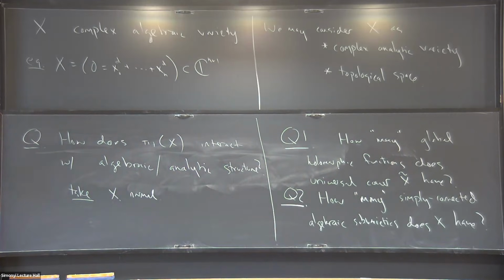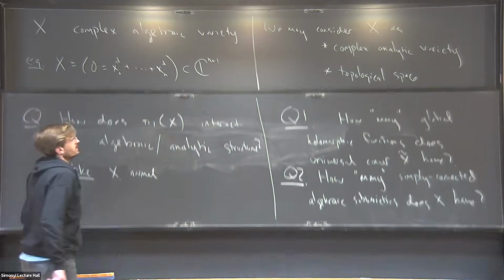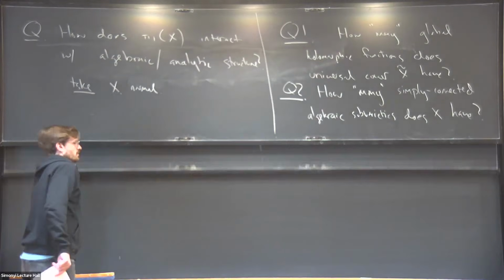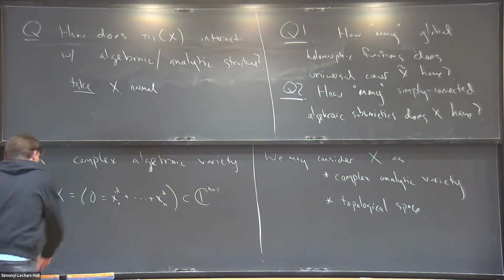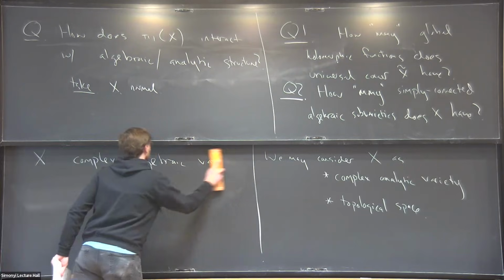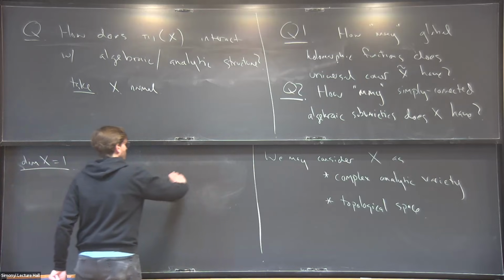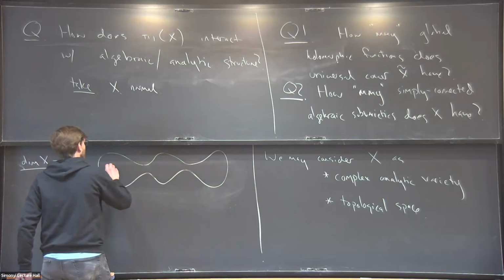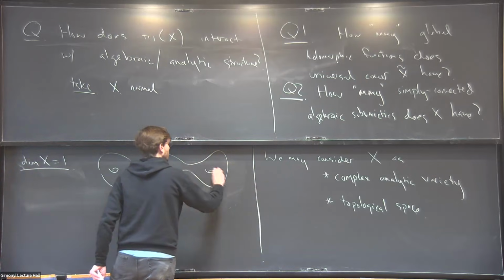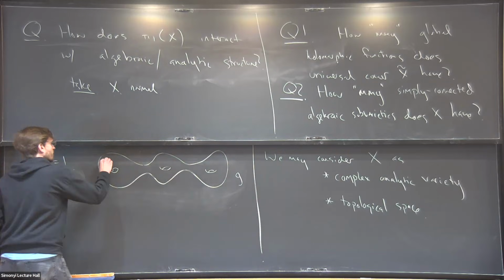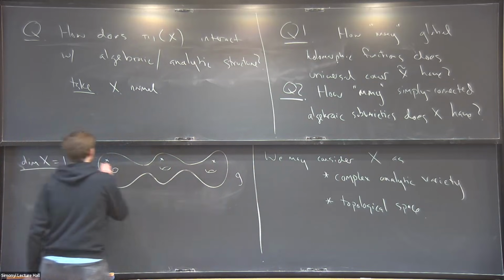Okay, so let's start off with some examples where we can actually maybe say something. Let's talk about the dimension one case. Okay, so in dimension one, we know that X is a possibly punctured Riemann surface. It's a Riemann surface that has a genus, say genus g. Maybe it has some punctures. Say it has n punctures.